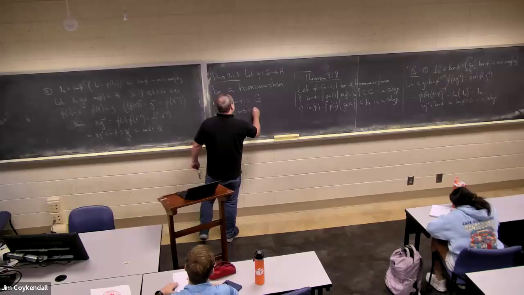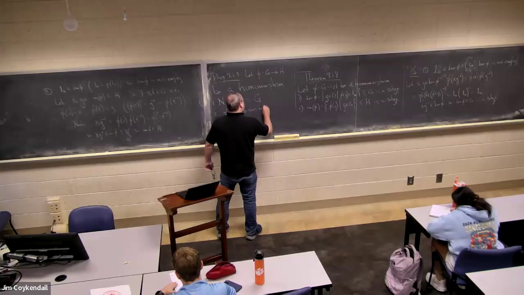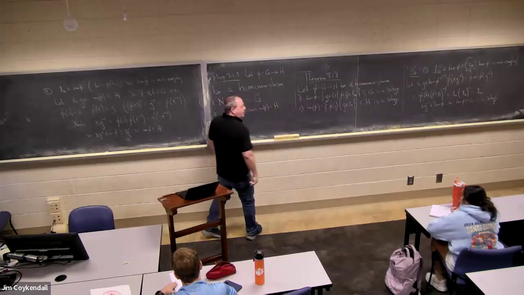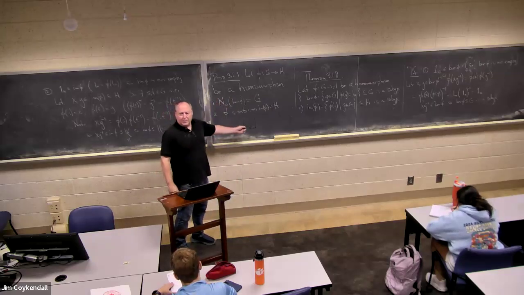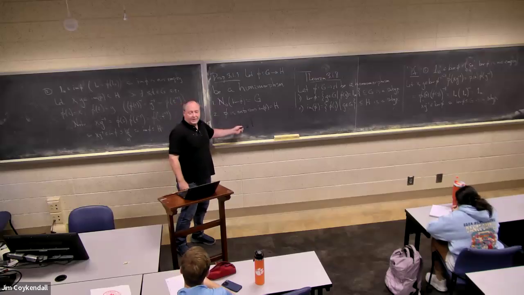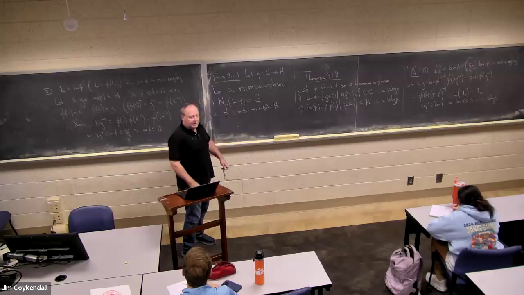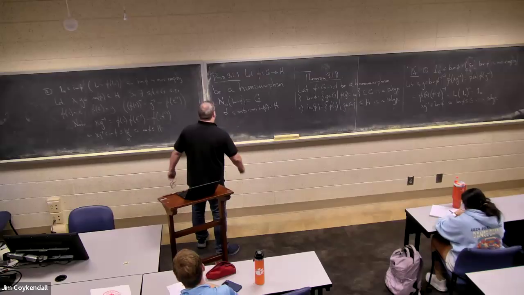Two, phi is onto if and only if the image of phi is H. There's no real news here. This is true back from the 3190 days. This doesn't really have anything to do with groups as much as it does with sets. This is what it means to be onto. It means the codomain is covered.